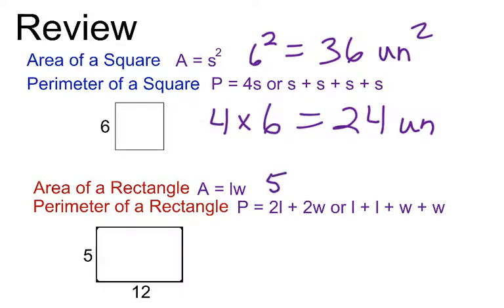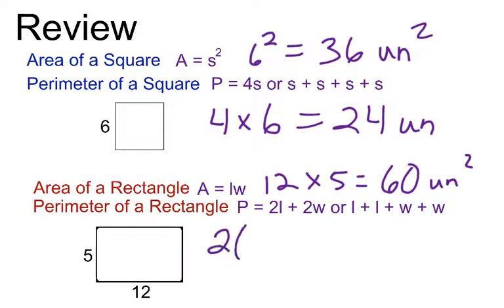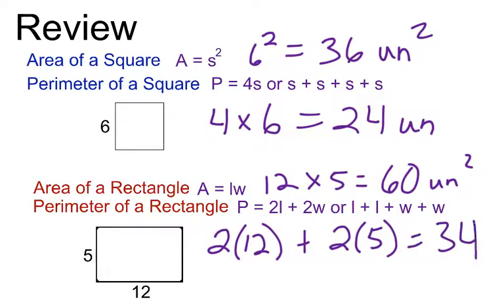The area of a rectangle, of course, is the length times the width. So in this case, it would be 12 times 5, which would give you 60 units squared. And the perimeter, of course, would be 2 times the length, which is 12, plus 2 times the width, or 5. Or I could just add 12 plus 12 plus 5 plus 5 and get 34. And this would be units.